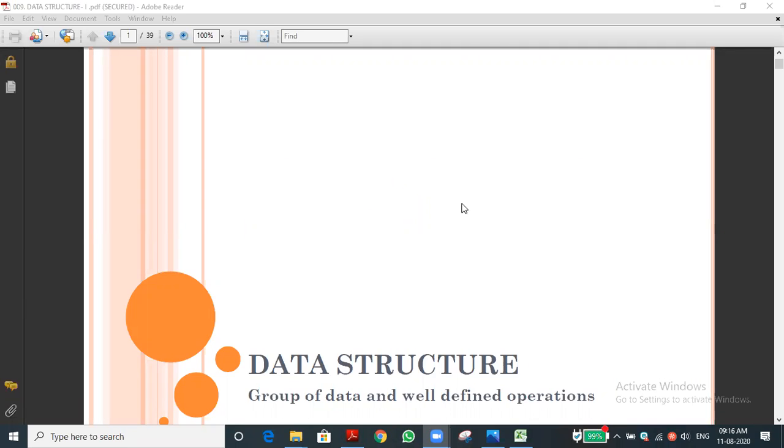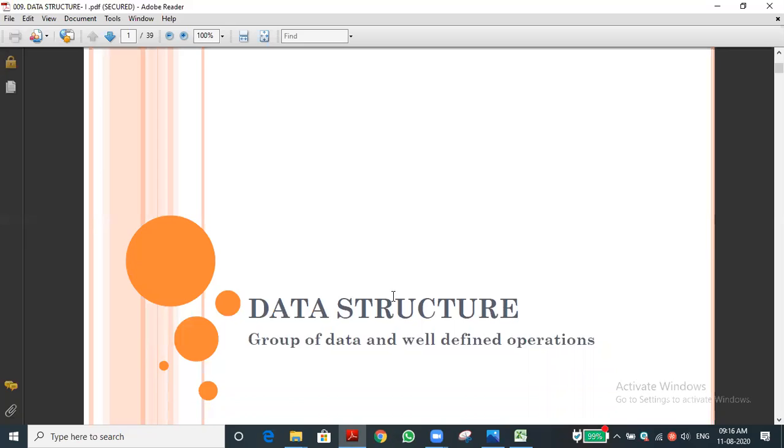Let me come to this topic. Data type means, as we already discussed, the type of the data: what types we are going to use. Now we enter into the topic data structure. We know what is data, we know what is data type, and now we are going to see what is data structure.